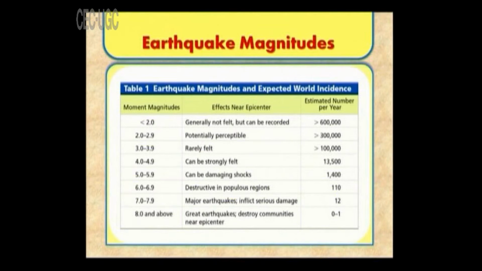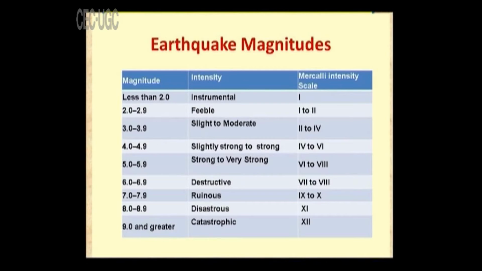Even our computer systems, monitors, everything will be shaken. So that is also one of the magnitudes, for example 4 to 4.9, and up to 5.9 damaging shocks will appear, and 6.9 is destructive in populous regions, and 7.9 is the major earthquakes. In case of above 8, those are the great earthquakes that destroy the communities near the epicenter.